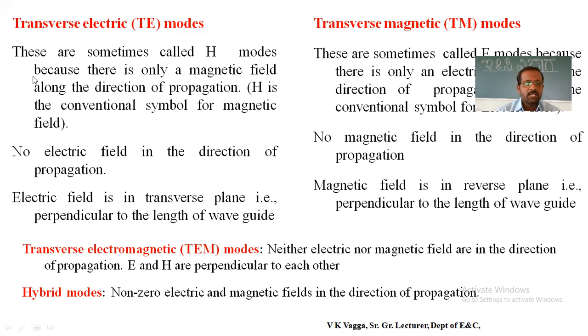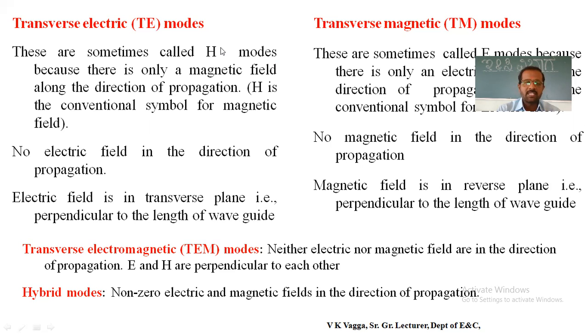Now the definition of these four modes. Initially, the transverse electric modes are also called H modes, because only the magnetic field is along the direction of propagation. H is the conventional symbol for the magnetic field, and there is no electric field in the direction of propagation. The electric field is in the transverse plane, that is, perpendicular to the length of the waveguide. If the signal flows in this pattern, it is called the TE mode.